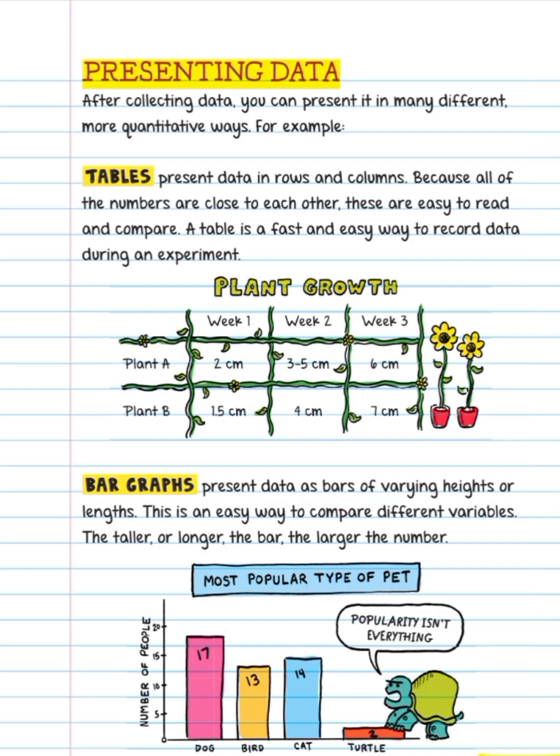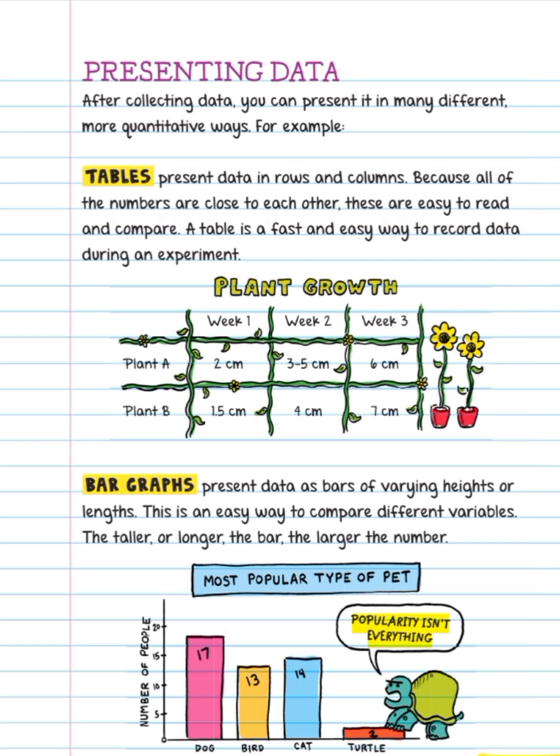Presenting data. After collecting data, you can present it in many different, more quantitative ways. For example, tables present data in rows and columns. Because all of the numbers are close to each other, these are easy to read and compare. A table is a fast and easy way to record data during an experiment.